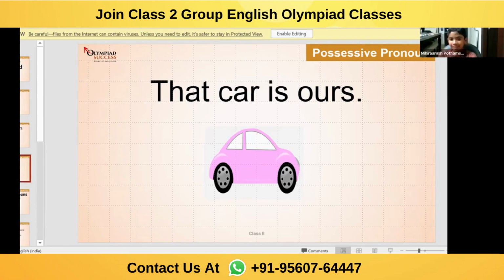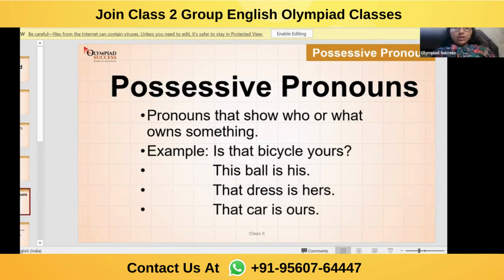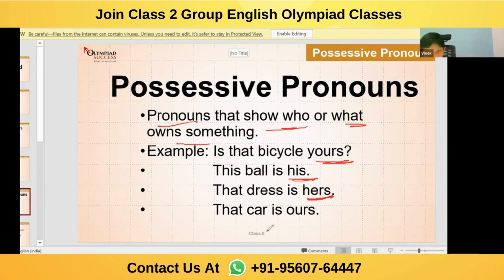Okay, good. Now let's read. Vivek, kindly read what is a possessive pronoun. Possessive pronouns show who or what owns something. Example: Is that bicycle yours? This ball is his. That dress is hers. That car is ours. So these are called possessive pronouns. It means who or what owns something.